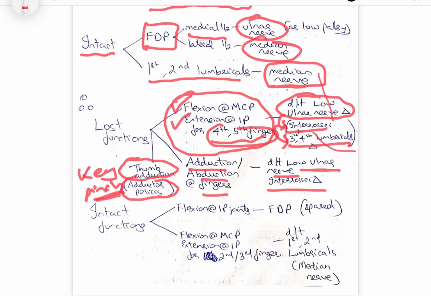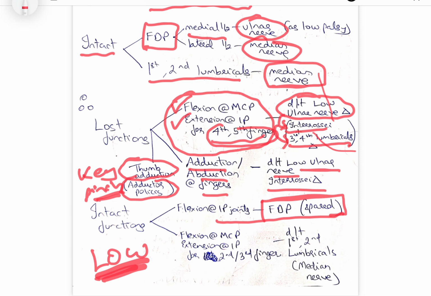Additionally, adduction and abduction of the fingers is lost, and thumb adduction is lost. Okay, but what is intact? It is a low ulnar nerve palsy, so the higher supply is intact. So what is intact? The flexion at the IP joint by FDP is spared because the medial half of FDP was supplied by the ulnar nerve at a higher level, and the lateral half is anyway supplied by the median nerve, which is intact.